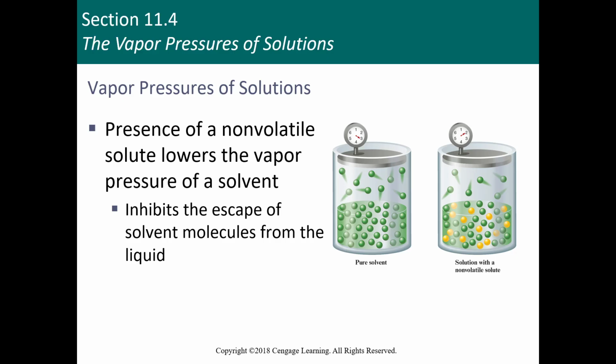So, the vapor pressures of your solutions. The presence of a non-volatile solute will always lower the vapor pressure of a solvent. This inhibits the escape of your solvent molecules from the liquid. So if you have solute molecules in a solvent, the more solute molecules you have in a solvent, the higher the concentration, the less volatility of the solvent. Okay, so the less gas you will get above the solvent, the less the vapor pressure will be.